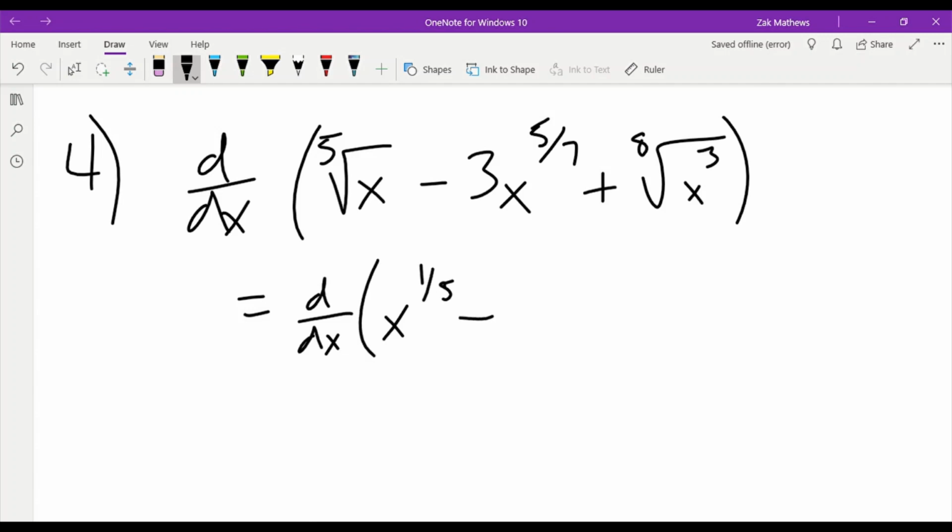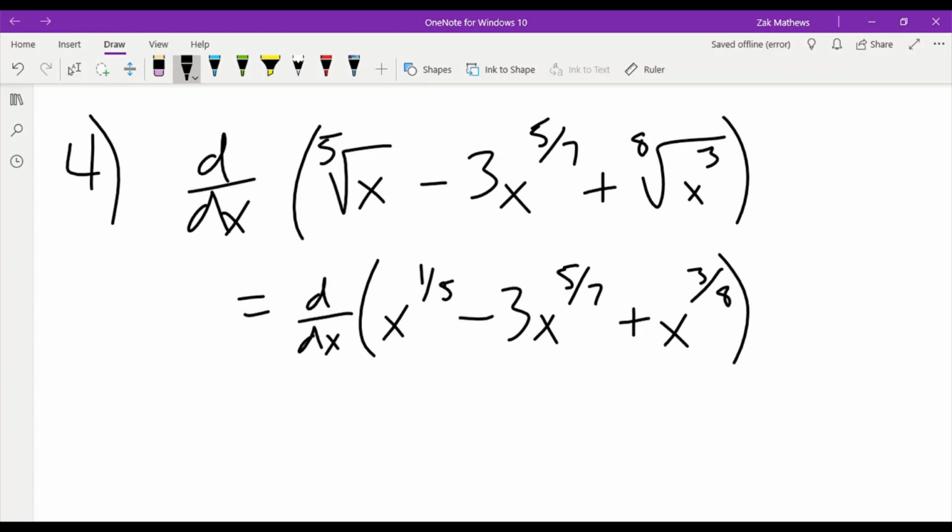Now that next term was already perfectly set up to be able to take the derivative. It already has a nice fractional exponent, but then again here in the back we have an 8th root. I want to write that as an exponent. Because x was raised to the 3rd power, that 3 has to stay in the numerator, but the root always goes to the denominator, so it'd be x to the 3/8.